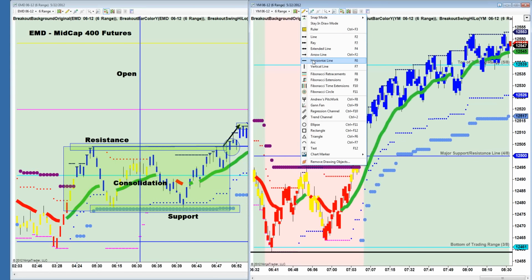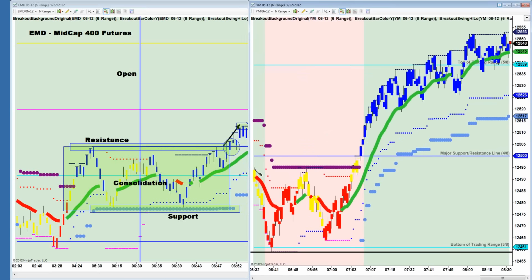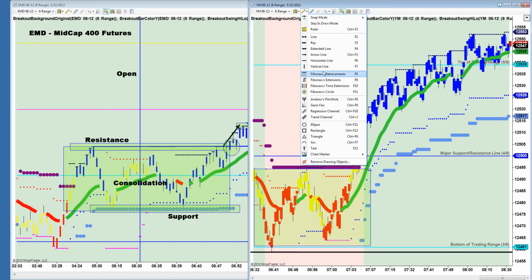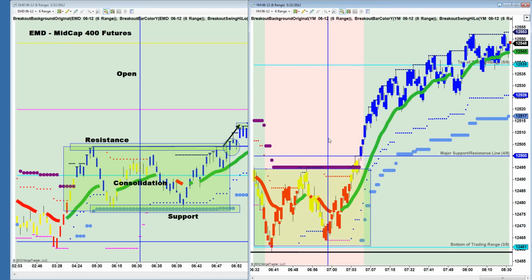But what I want to show real quick on here is that the consolidation on YM was down in here. And the breakout occurred when it came through this resistance level and up through here, right about 7:05. Here's the news event right here. 7 o'clock was right about there.